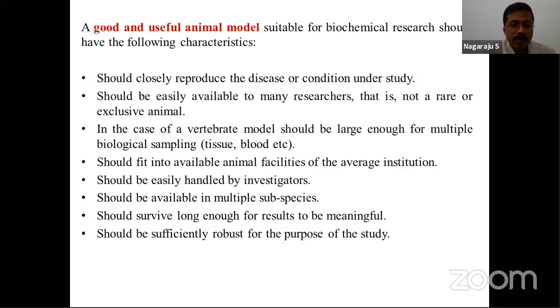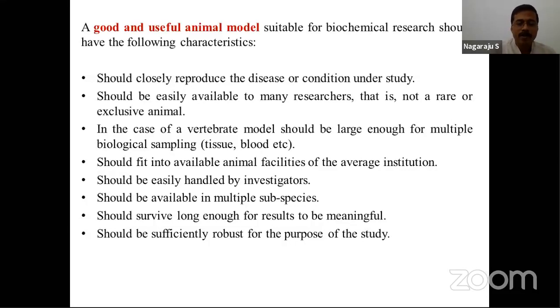And in the case of a vertebrate model, it should be large enough for multiple biological samples. If I want to do blood sampling, if I want to draw the blood, if I want to take out some tissues, and sample randomly, I have to use some bigger animal models. If I want to draw blood, something like 5 ml or 10 ml at an interval of 15 days or 1 month, I cannot use mice as the animal model, because mice will not permit me to draw 5 ml of blood for my studies. So I have to upgrade my studies to animal models such as the rabbit, so that I can draw a little bit more blood and tissue samples too.